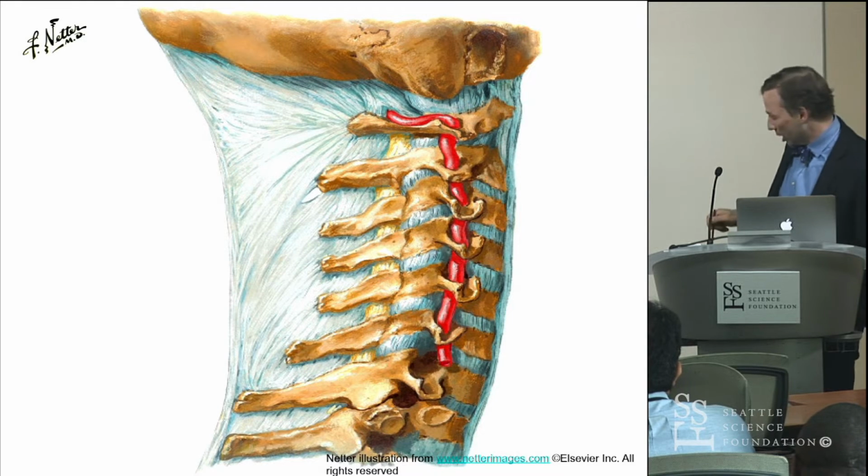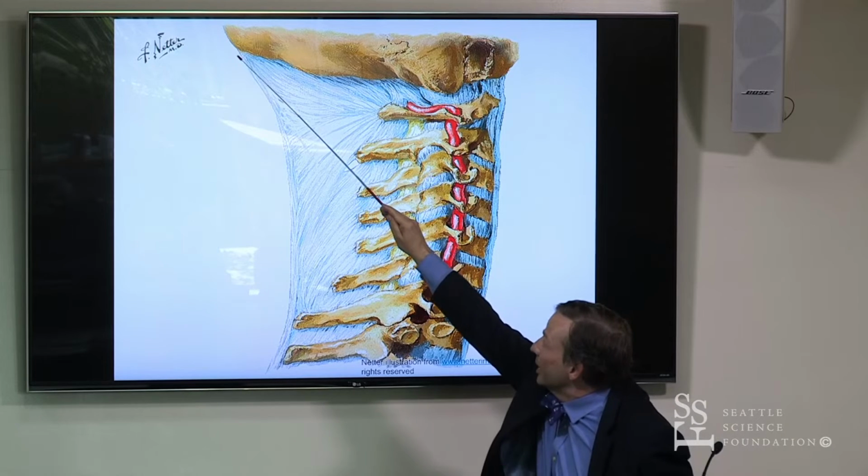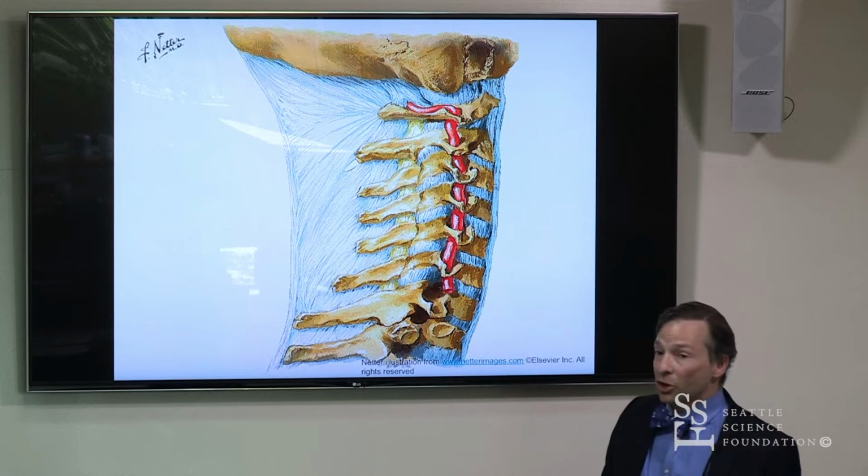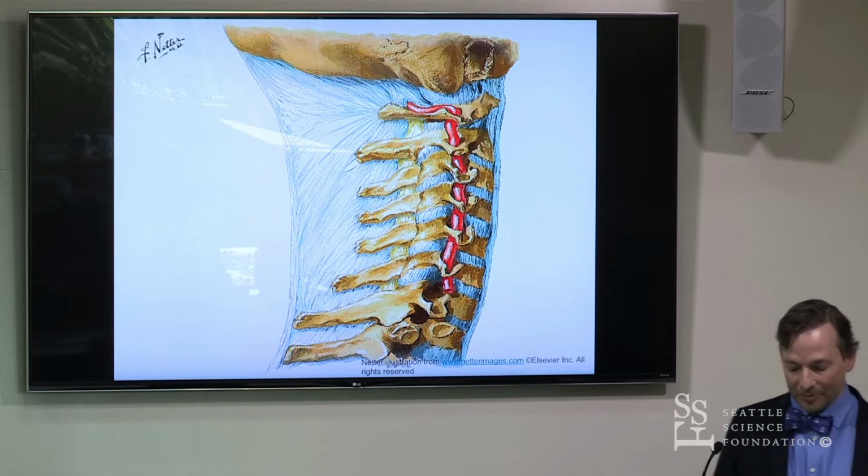Great view of the nuchal ligament. So nuchal ligament from the inion all the way down to C7, and from there down, we would just call that extension the supraspinous ligament.